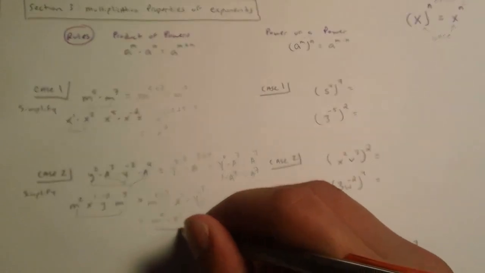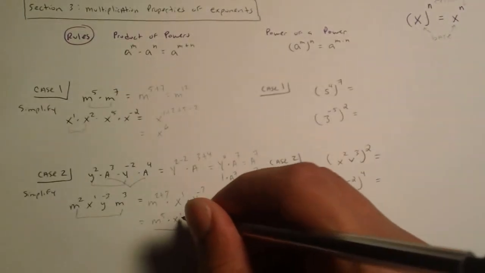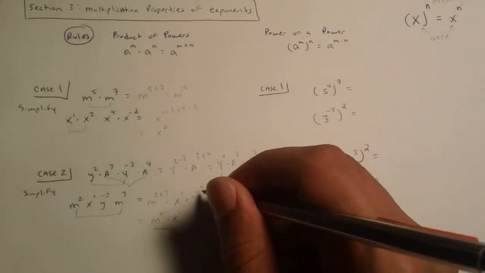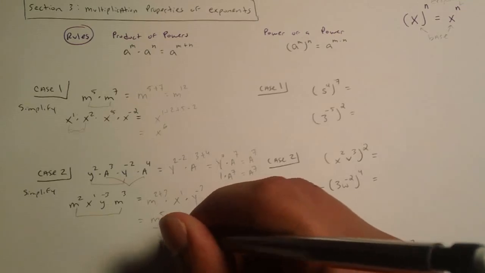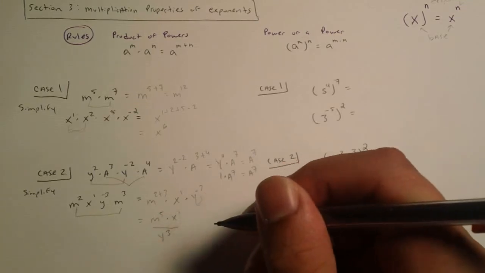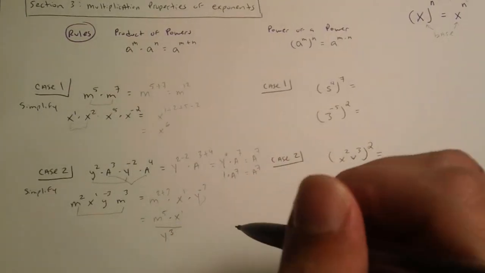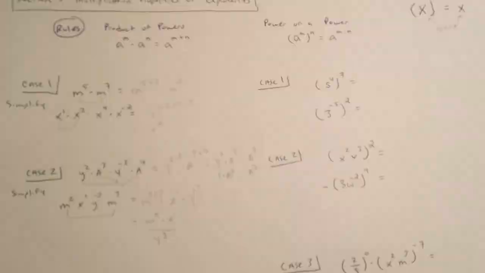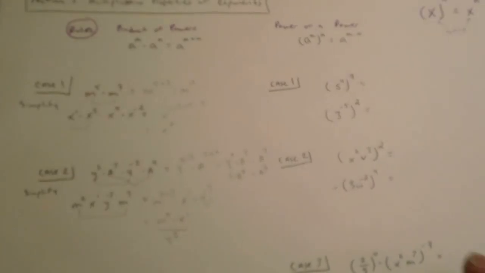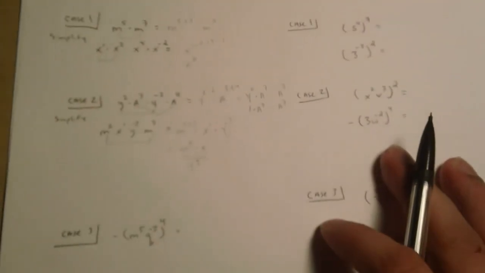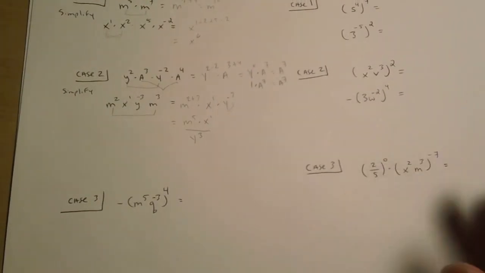So we have m to the 5 times x to the 1. Move y to the negative 3 down to the denominator. Then we have y to the positive 3. And also remember to change the sign. And that's pretty much it for the product of powers. The last problem may look a little bit difficult, and I'll just walk you through it.